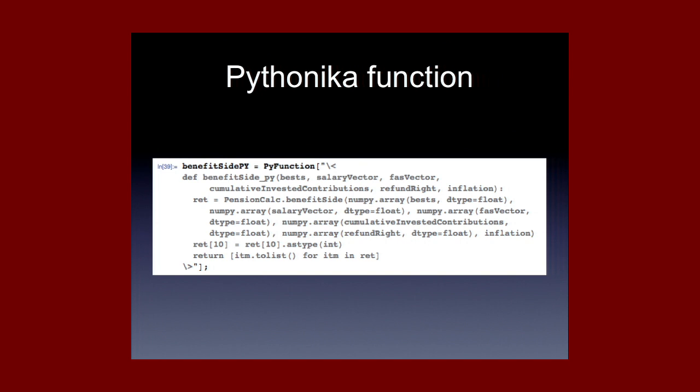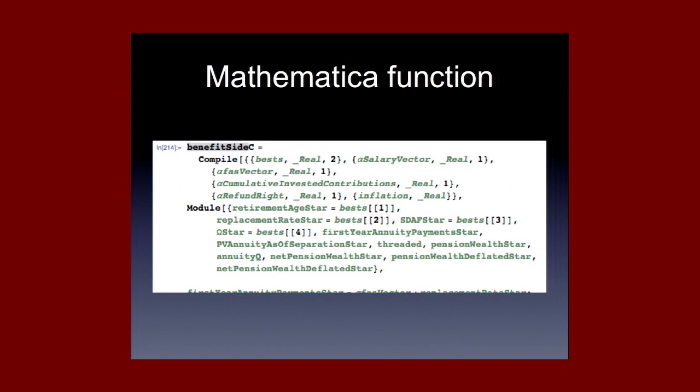So this is just a very shallow, easy wrapper to run a piece of Python code and return it back. Now, one of the things I had to do was make sure that typing was correct. So the 11th element of my array, return ret10, I needed to return as type int. The basic types of Python are supported, but not necessarily a NumPy object, which is what pensioncalc.benefit side actually returns, so I need to convert each of these items to lists for every item in return. This small little function allows me to take all the data vectors in Mathematica and pass them down to my Python function, call that, and return back all the data arrays.